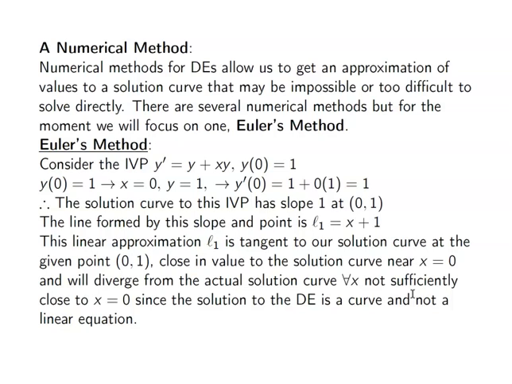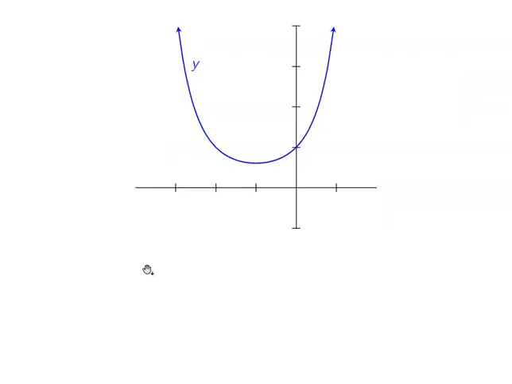So the line and the curve are going to separate further and further and further as I move further and further away from their point of intersection. So my tangent line is only a good approximation close to the point (0, 1), close to the point where it touches the solution curve, right?